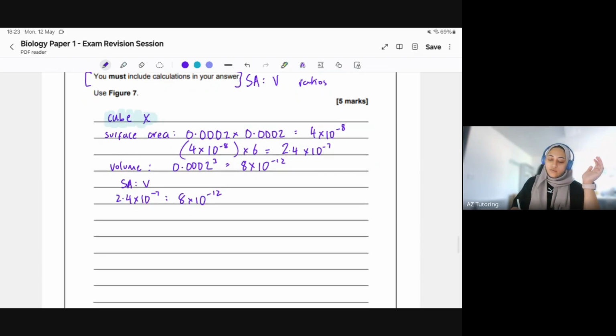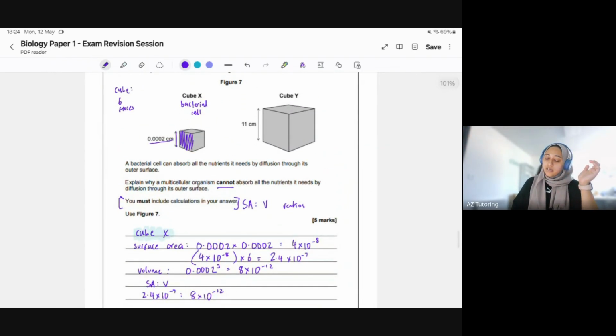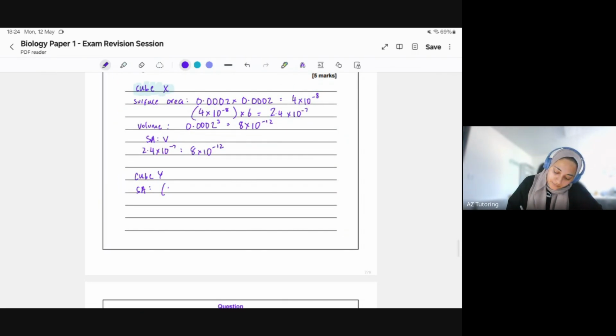Now let's work it out for Y. So these were the bacterial cells. So for cube Y, again, I'll just do this a bit quicker. So surface area, I'm going to do 11 times 11 to find the area of the first face, and then I'm going to times that by 6. So 11 times 11, and then times that by 6. So 121 times 6 gives me 726.